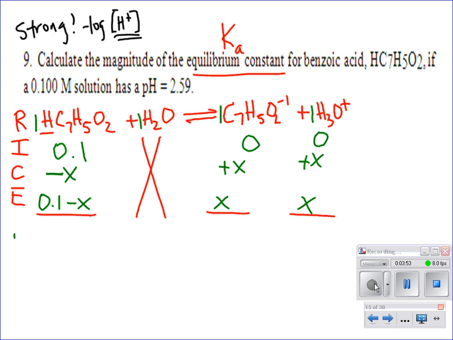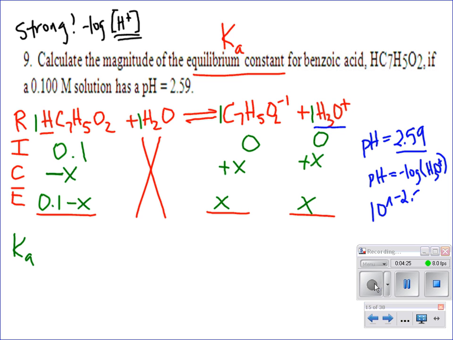But if I need to find Ka, I need to know what X is in order to plug in those concentrations. There is another piece of information they gave me. What was that? They told me that the pH is equal to 2.59. Any ideas? Knowing pH, I could find the concentration of H plus. Remember, pH is equal to negative log of H3O plus or H plus. So all we have to do is 10 to the negative 2.59, and that will give me X. So someone do that for me, please.